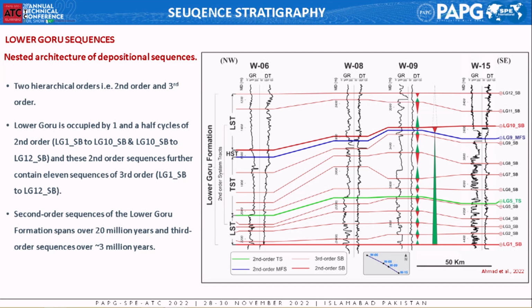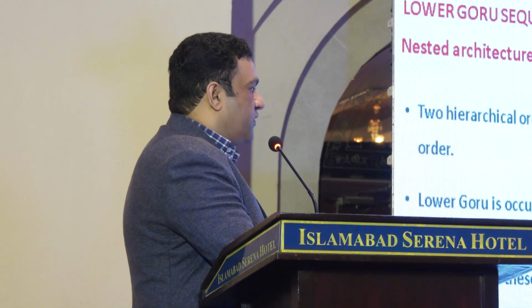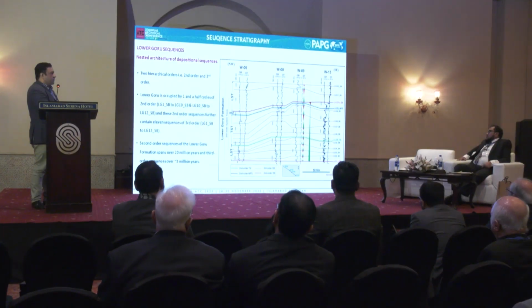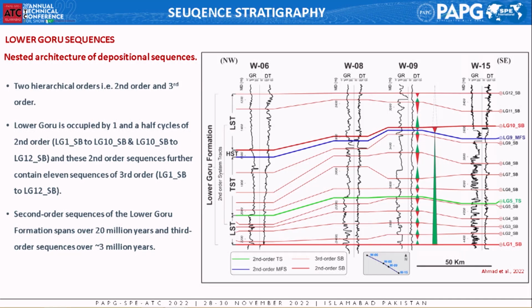effects on the sediments. Here you can see from LG1 sequence boundary to LG5 transgressive surface, there is an overall prograding behavior of the Lower Guru formation in this package. And from LG5 transgressive surface to LG9 maximum flooding surface, there is overall a fining outward behavior of the Lower Guru. And if we talk about overall second order sequence, LG1 to LG9 maximum flooding surface, there is an overall fining outward behavior in all of the wells interpreted here.